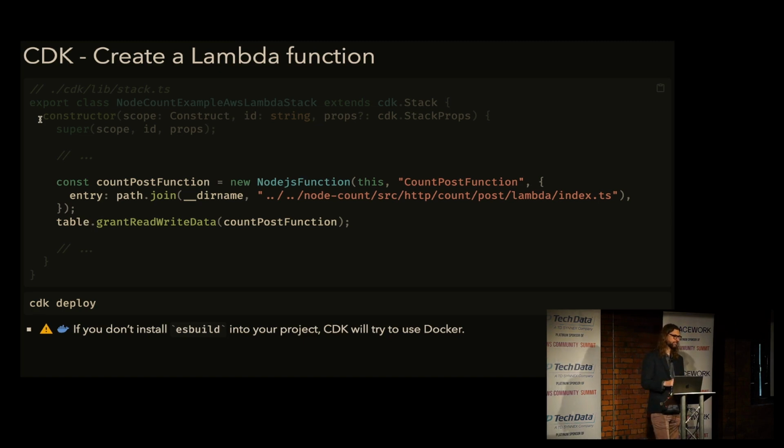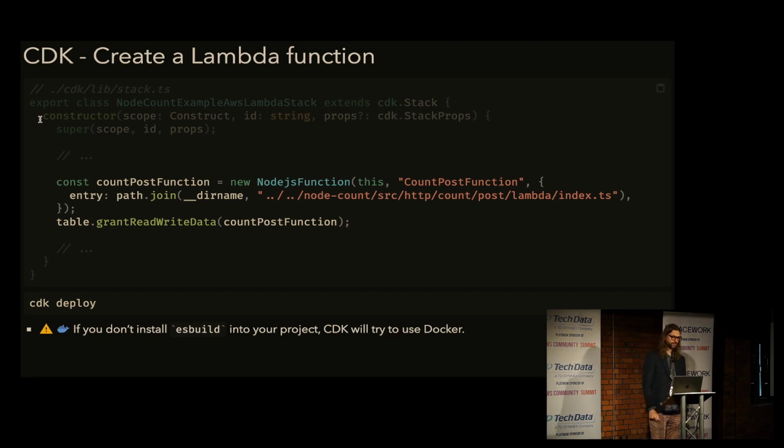And if you don't have esbuild installed on your machine, inside that project or on your machine globally, CDK will attempt to use Docker. And as we've already established, I dislike running Docker because it uses the RAM on my computer and it wastes CPU. So instead, you can install esbuild and it'll just run it locally instead. You don't need to install Docker.